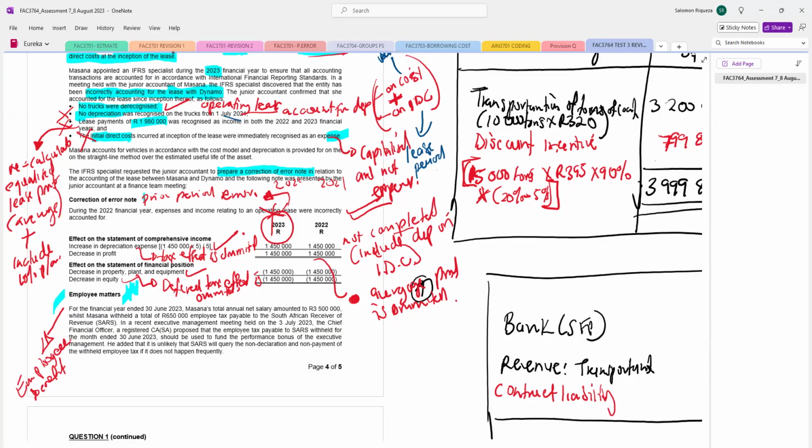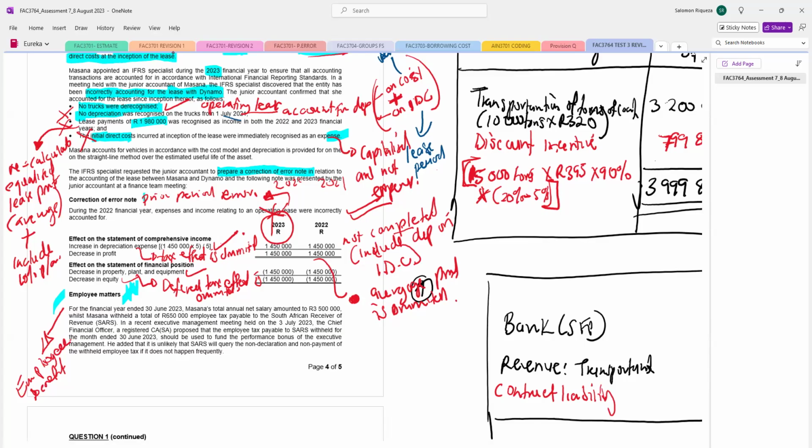Have a look. So employee benefits, what are you looking for? You're looking for your gross salary. You need to check in my gross salary, do I have any increase? Do I have any person leaving the company? Do I have new people joining the company? All of that is going to affect the gross salary.